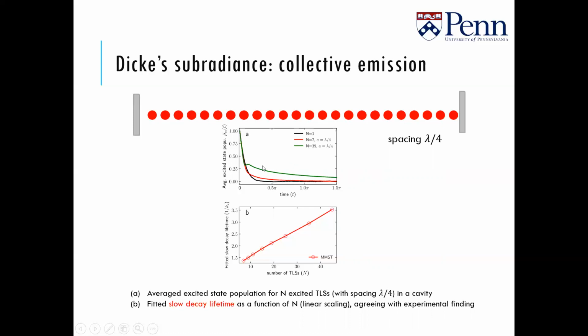Now, if we do some fitting to get the lifetime of these slow decay rates as a function of the number of two-level systems, we again get some linear scaling. Such a linear scaling agrees with some experimental findings. And so this is another advantage of MMC dynamics. Such a behavior is relatively hard to solve by evolving a full quantum Hamiltonian, because in this case, the dark state dynamics is also important.